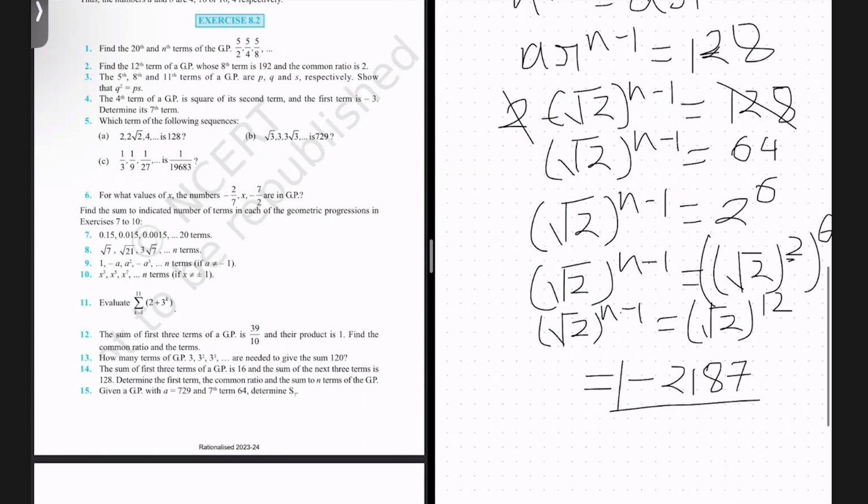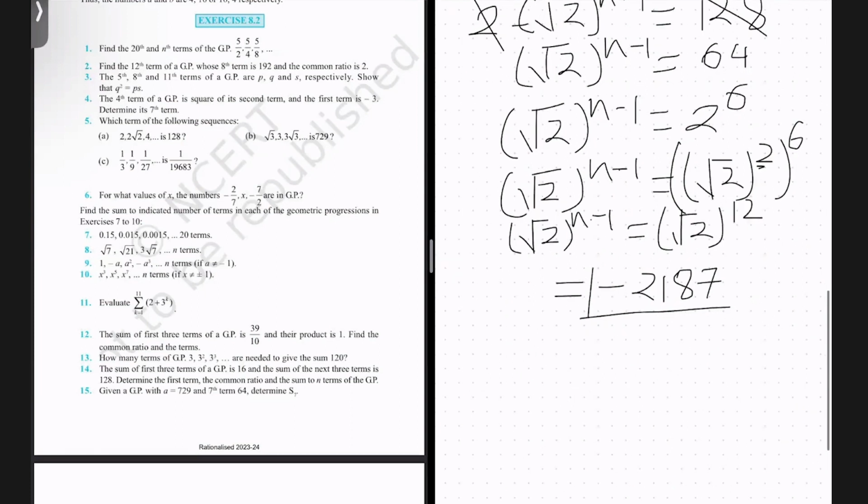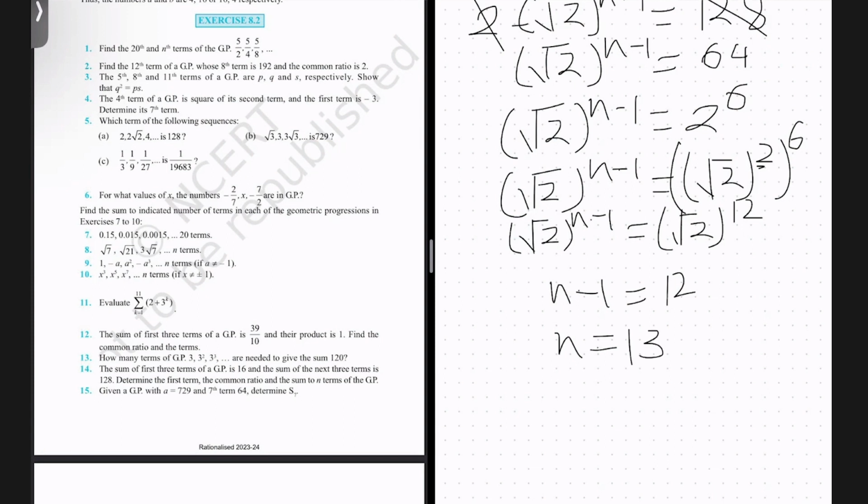As you see, now both the LHS and RHS have the same base. Now we can finally equate the powers. So we have n minus 1 equating to 12, and n being equal to 13. So this is the 13th term of this particular sequence, this particular GP. Correct? Moving on to the second part of this question.